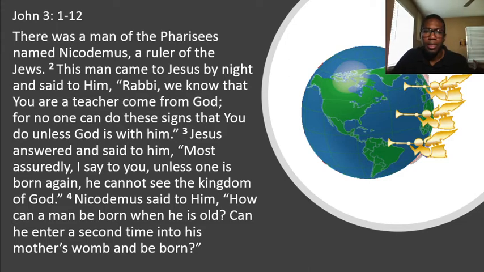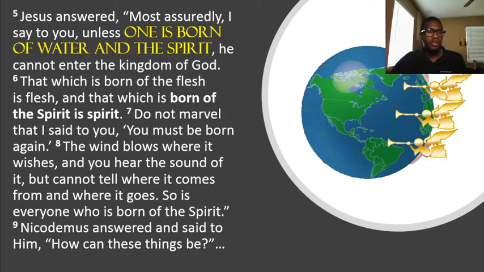Nicodemus said to Him, "How can a man be born when he is old? Can he enter a second time into his mother's womb and be born?" And Jesus answered, "Most assuredly I say to you, unless one is born of water and the Spirit, he cannot enter the kingdom of God. That which is born of the flesh is flesh. That which is born of the Spirit is spirit. Do not marvel that I say to you, you must be born again.